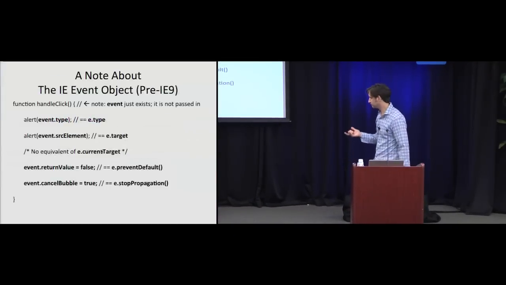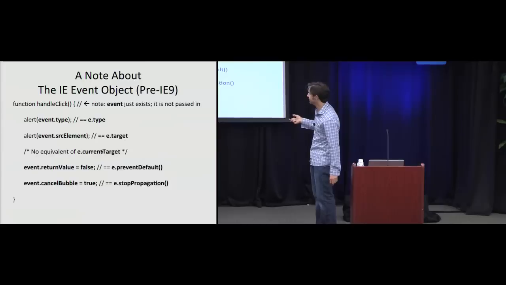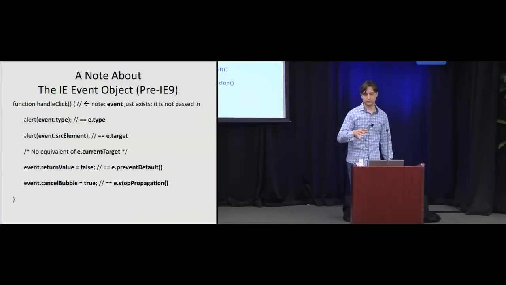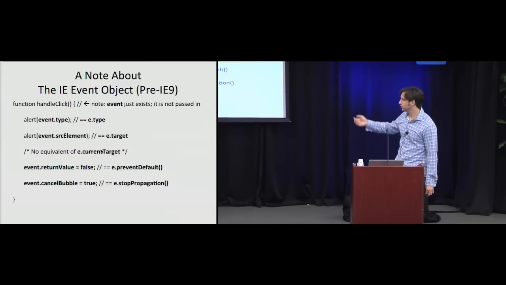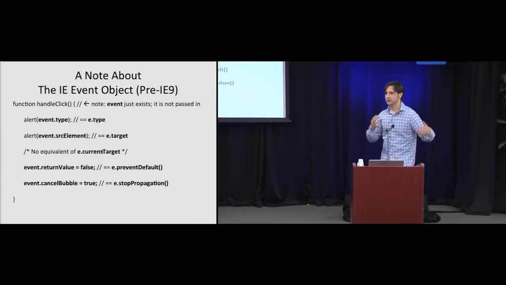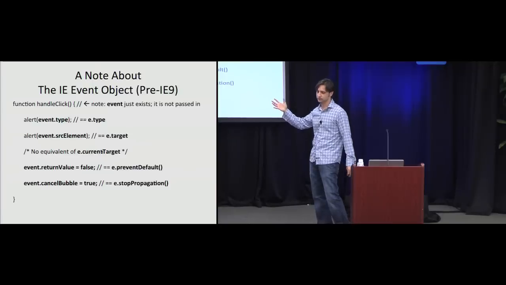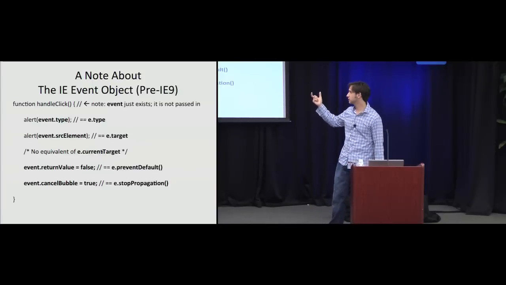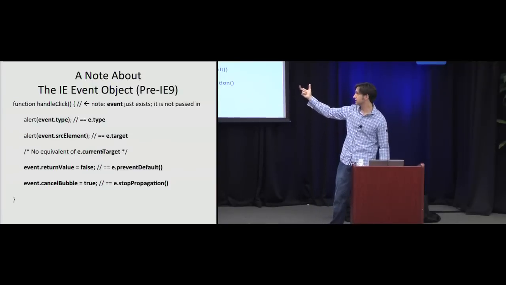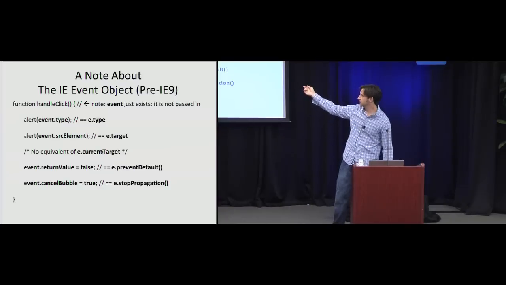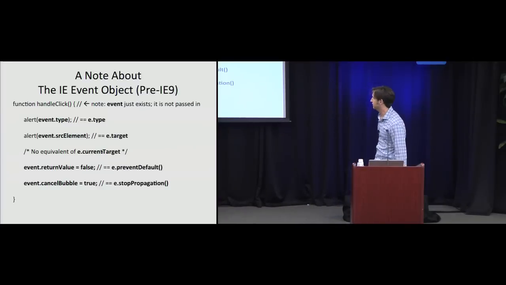Okay, so a note about IE, right? They had the equivalent in their old event model. One thing you'll note is that it actually just passed into the handler the event object, which is literally that word event again. That's how you reference it. Whereas in the DOM model, I can rename that parameter anything I want. So we had the equivalent of event.type for IE, which we saw with e.type.